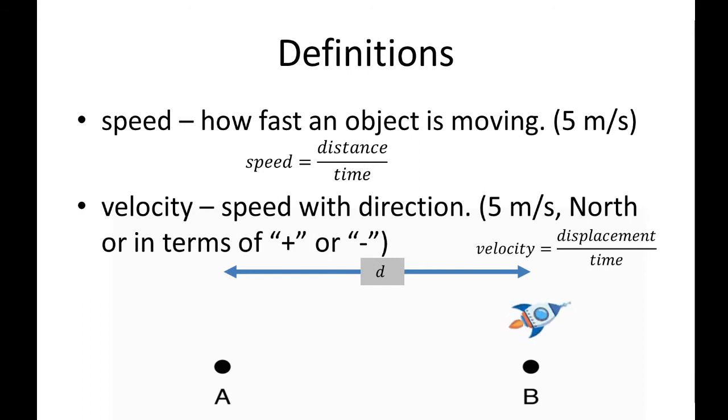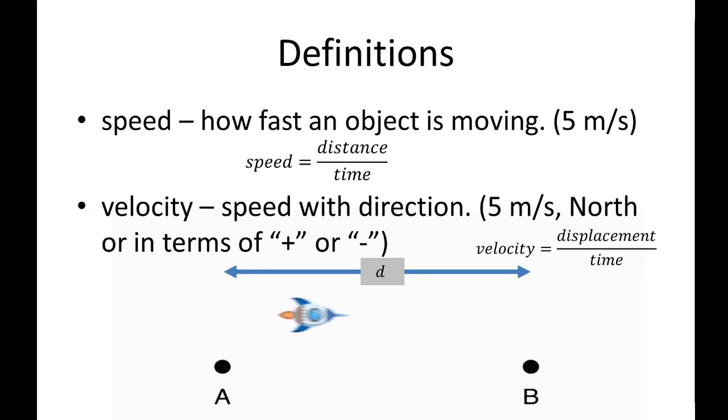If the speed is 5 meters per second and the car is moving to the right, then that is 5 meters per second east. If it's moving to the left, that is 5 meters per second west. If it's moving upward, then 5 meters per second north. Downward, 5 meters per second south.